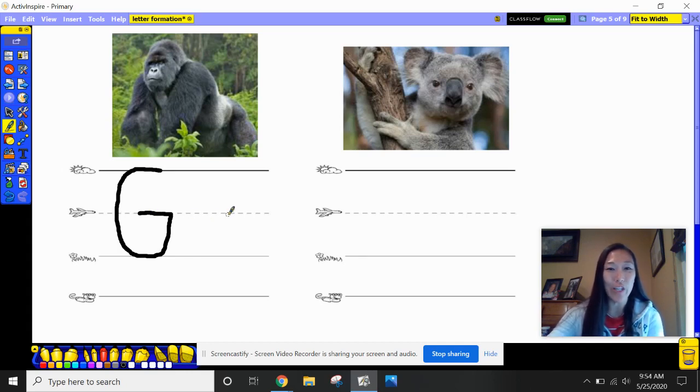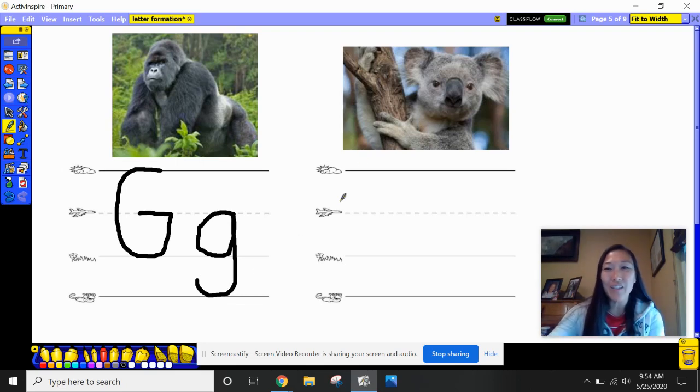Let's write the lowercase g. You're going to start on the plain line, fly back, curve down to the grass line, but then go back up to where you started on the plain line, trace down all the way to the worm line and curve up. G, game, G. All right, G for gorilla.